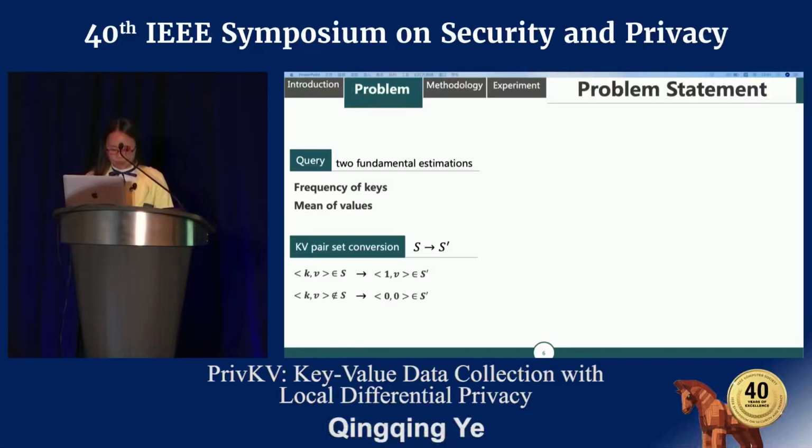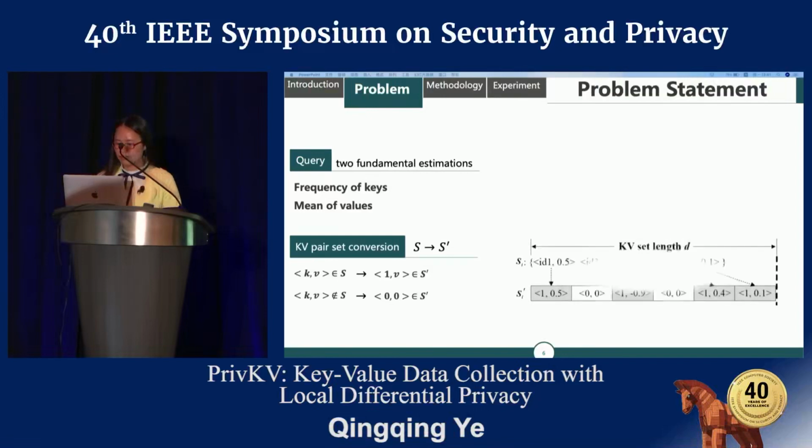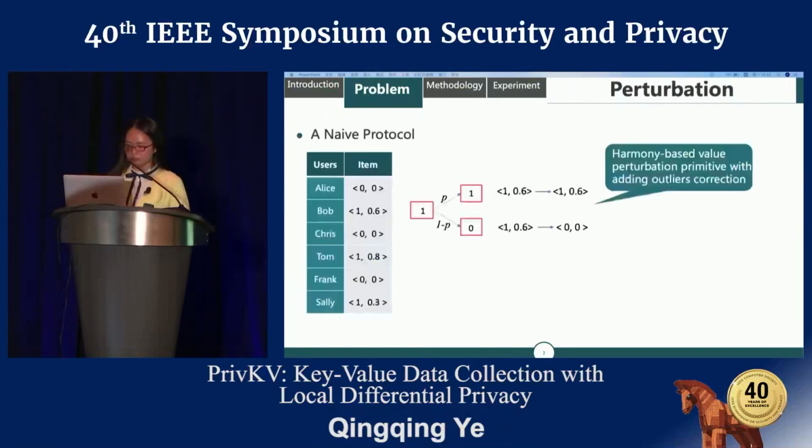Here is an example of data conversion. Suppose there are 6 keys in the universe. A user has 4 key-value pairs with key ID 1, 3, 5, and 6. Then as for its canonical form, these 4 pairs will be set into the positions of index 1, 3, 5, and 6. And other positions will be marked with an empty key, whose key and value will be set as 0.